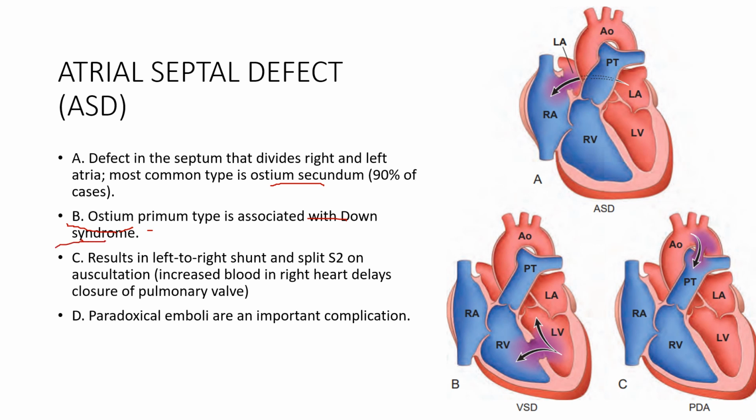It causes a left to right shunt and a split S2 on auscultation, increased blood in the right heart, and delayed closure of the pulmonary valve. And paradoxical emboli are an important complication. So what do I mean by paradoxical emboli?